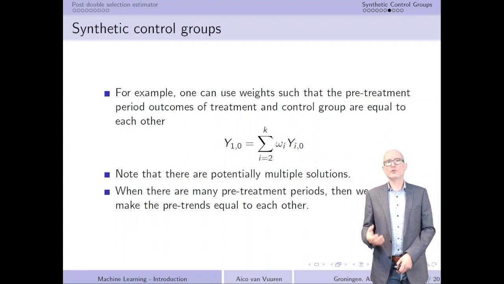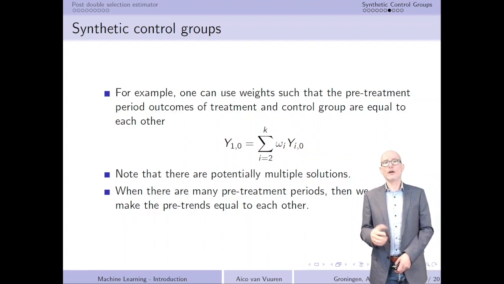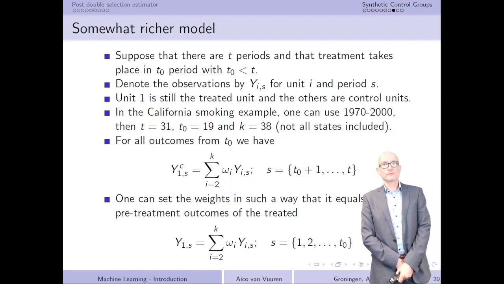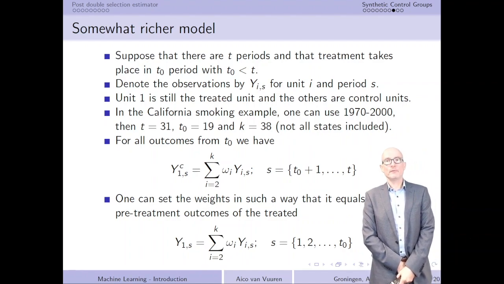So therefore what we could do is that we could also use the other periods. When there are many pre-treatment periods, then we can actually make the pre-trends equal to each other. That brings us to a somewhat richer model. Suppose now that there are T periods and that the treatment takes place in period T0, where T0 is now going to be smaller than T.